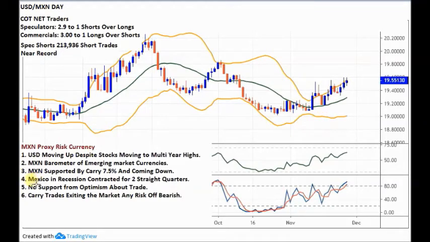Now, Mexico is in recession. It's contracted for 2 straight quarters. Okay, so interest rates will be coming down further. You're getting no support from the optimism about trade talks. Mexico is very exposed to global trade. USD is pushing up. Carry trades exiting the market. We think that's going to happen. If we get any risk off or any correction in stock markets, that will accelerate these trades leaving the market.